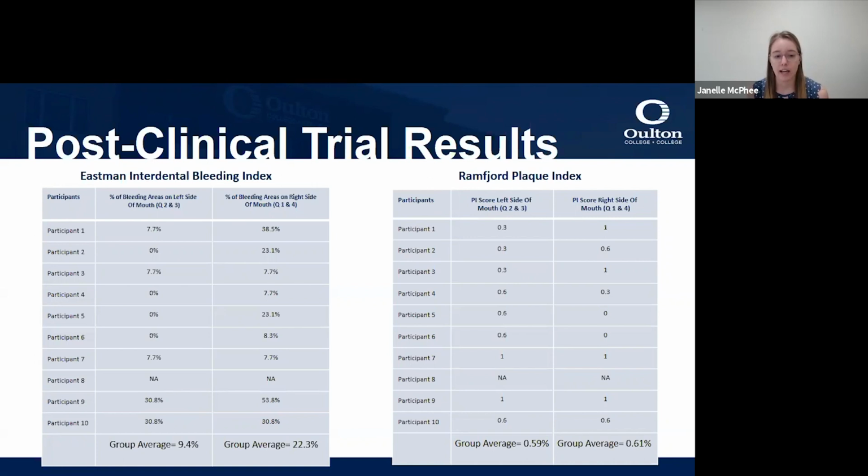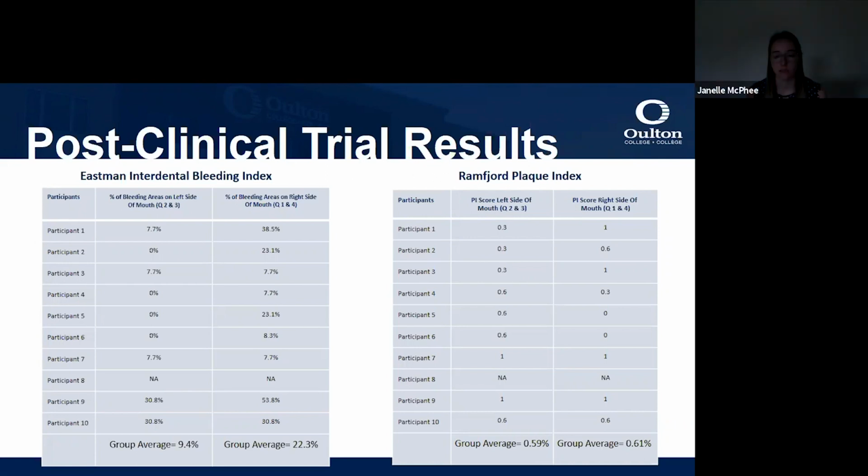We then looked at the right side of the mouth, again for Eastman interdental, and the group average went down to 22.3%, and that was down from the 34.38% that it was at the preclinical trial. So again, another drop, but not as significant as we've seen with the spool flossing.